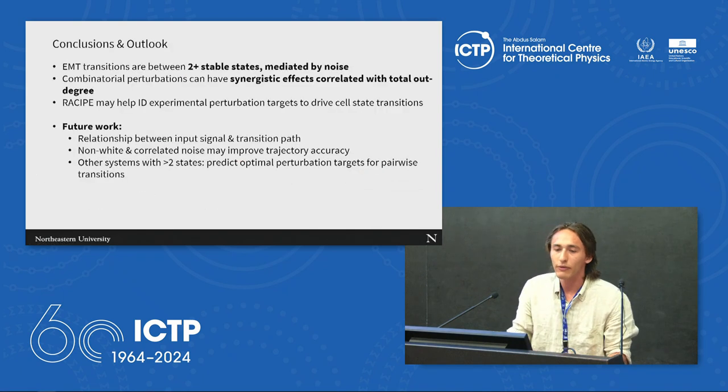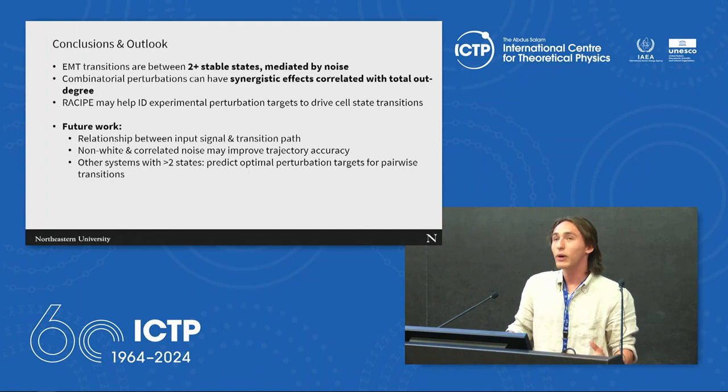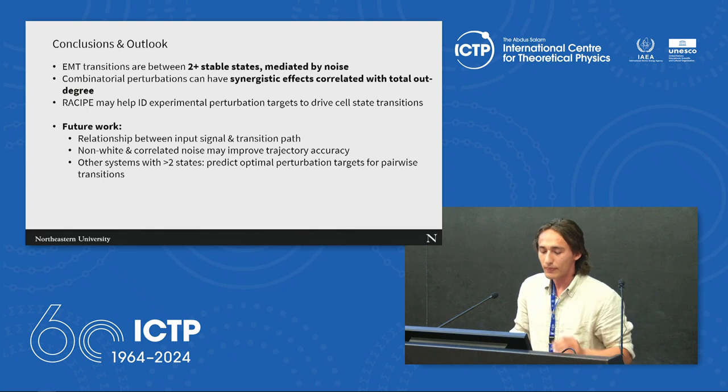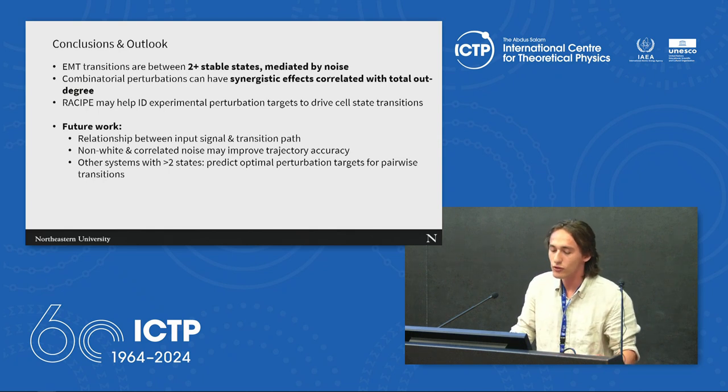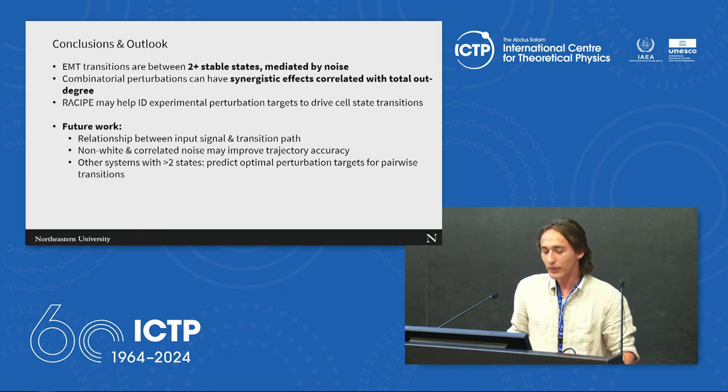So to summarize what we found so far, the simulations of this network suggest that EMT is mediated by transient transcriptional noise. We can also use this approach to identify strong EMT-inducing combinatorial perturbations or select perturbations for achieving a desired transition path. Moving forward, I think there's a lot more we can do with this framework.